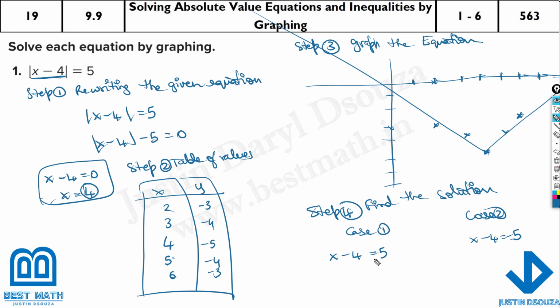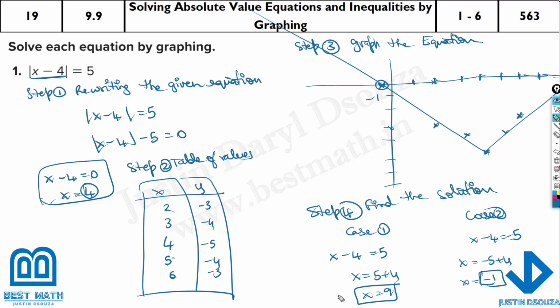Let's solve them. This goes to the other side. x is equal to 5 plus 4, x is equal to 9. One of the solutions, that's over here at the right. And here it will be x is equal to minus 5 plus 4, x will be equal to minus 1. That's over here. This should be minus 1. And somewhere over there it will be 9. So these are the 2 solutions.